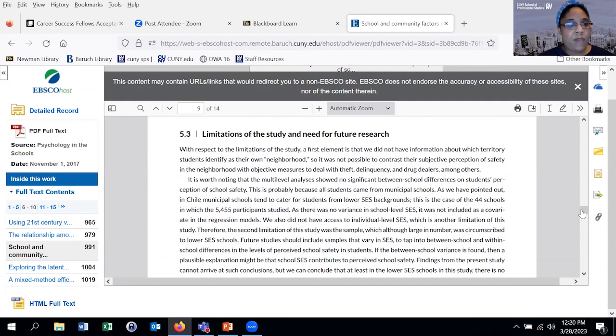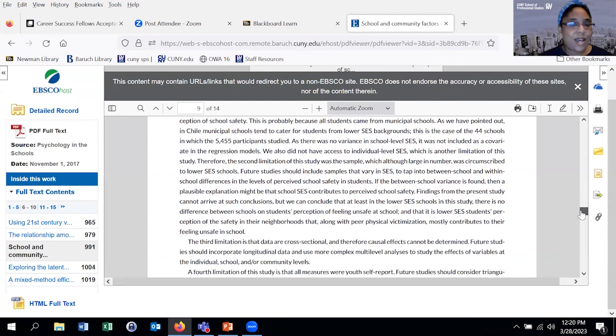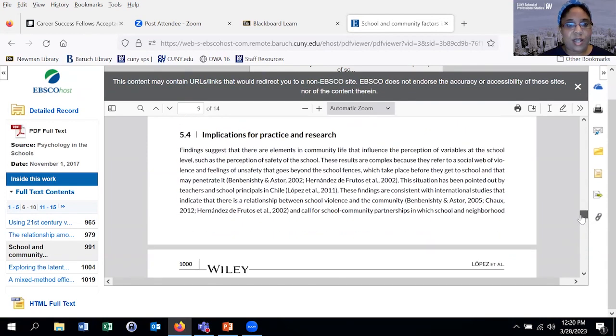So if you ever are asked a question, well, what do the authors say the limitations are? You don't have to make it up. You can find it in the study itself, in the discussion section, usually towards the end of the discussion section.